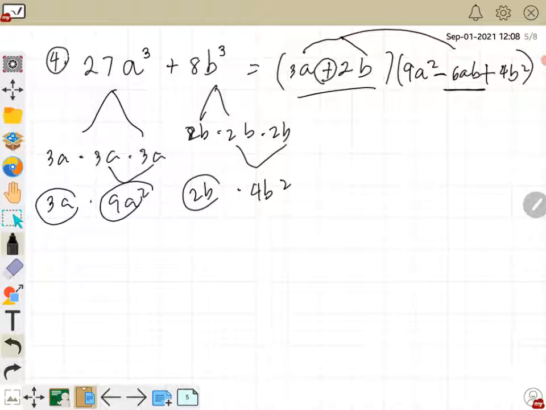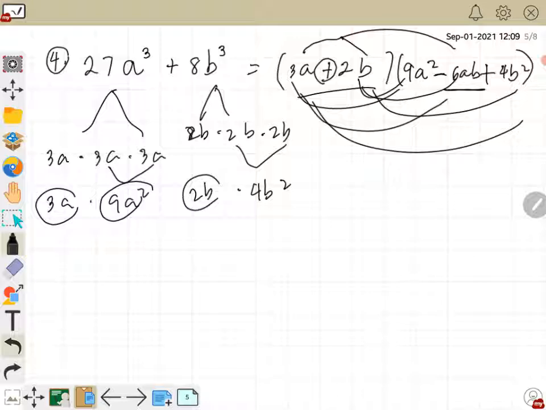If you want to be sure of your answer, you can just distribute it using the distributive property. Distribute, distribute, distribute, then distribute, distribute, distribute, then try to combine like terms. You will end up with this. Okay.